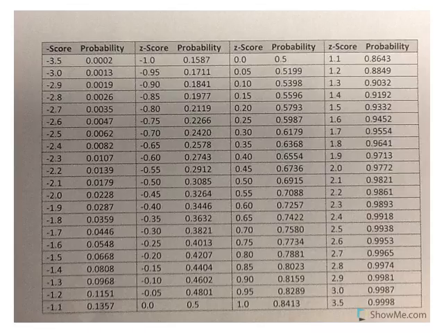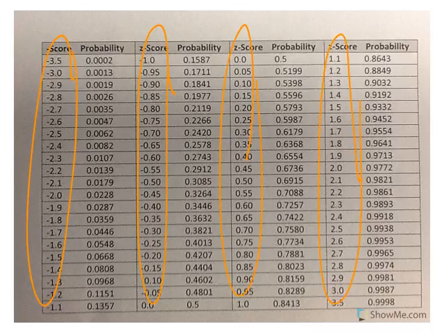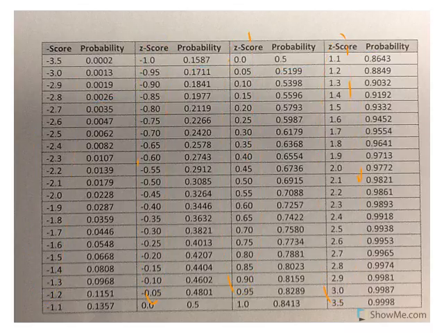Z-scores can be used to find probabilities. So we're going to reference this table, and it should be in your packet, where you see on one side we have Z-scores, and they all correspond to probabilities. Now, one thing to know about this is that these probabilities are always to the left.